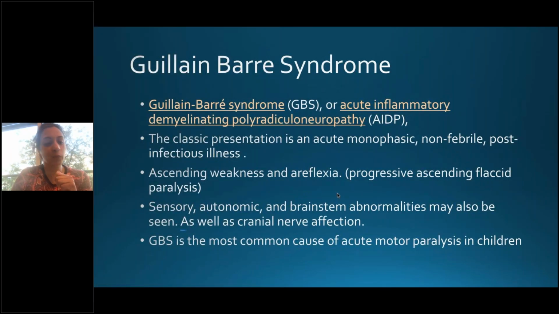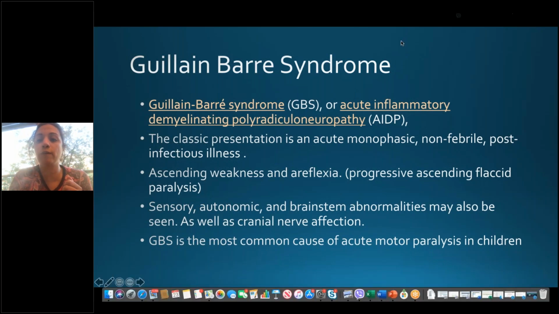So Guillain-Barre syndrome, very quickly, because we only have 4 minutes left. It's an acute inflammatory demyelinating process. The classic presentation is an acute monophasic non-febrile post-infectious illness. Ascending weakness, so it starts distally and goes proximally, and areflexia, so no reflexes when you test your lower limb, so it's progressive, ascending, flaccid paralysis. It's actually the most common cause of acute motor paralysis in children.